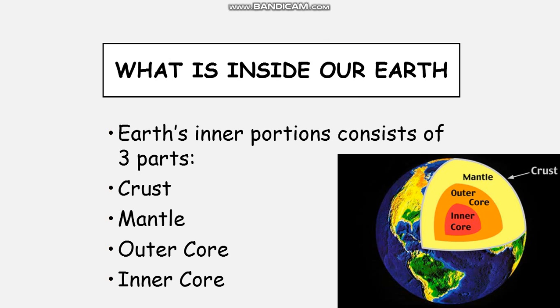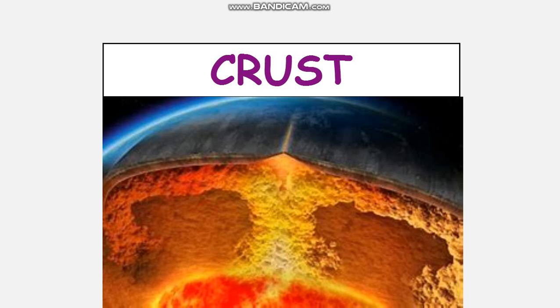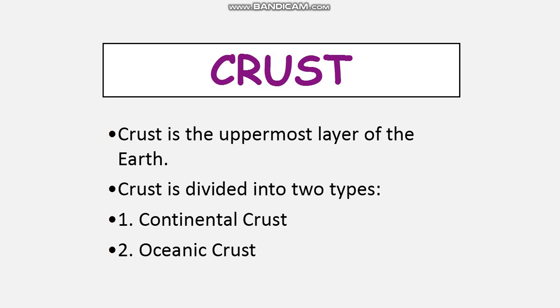So, what is inside our earth actually? The earth's inner portions consist of three parts: crust, mantle and core. The core is divided into two types, the outer core and the inner core. So the first layer of the earth is crust. Crust is the uppermost layer of the earth, and the crust is divided into two types, the continental crust and the oceanic crust.